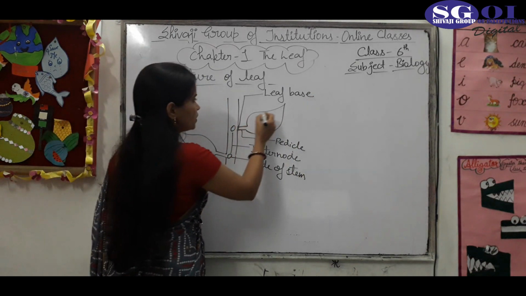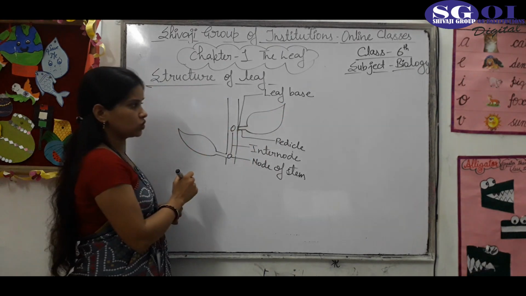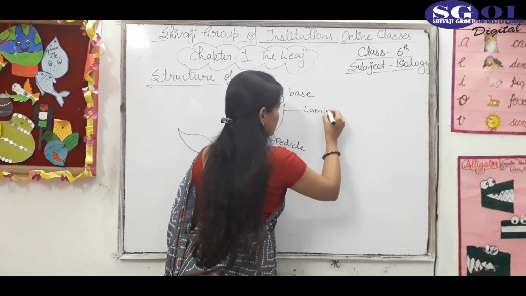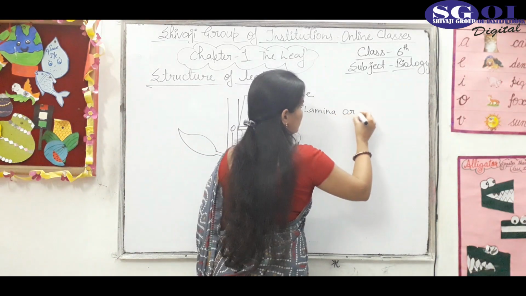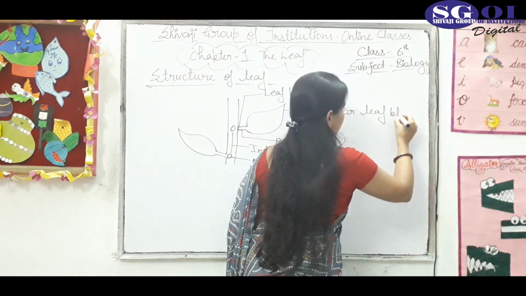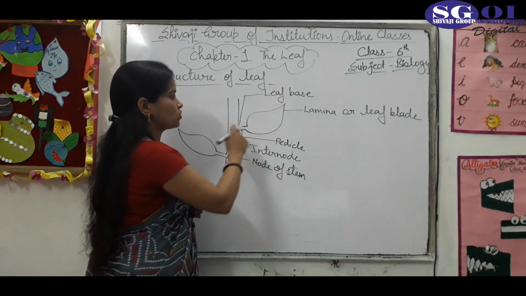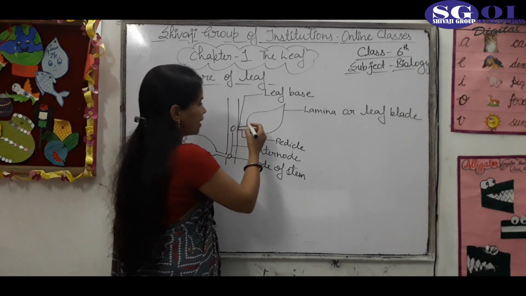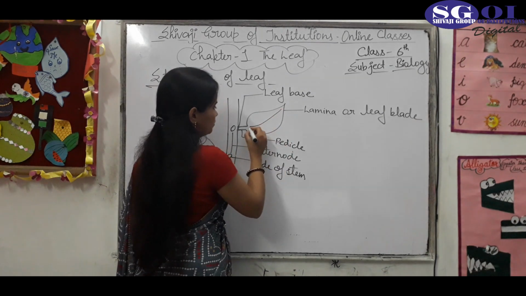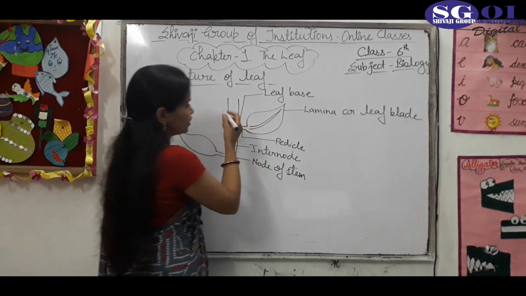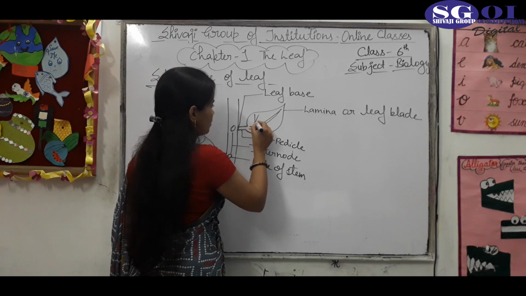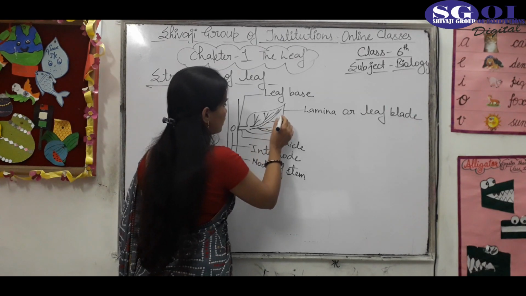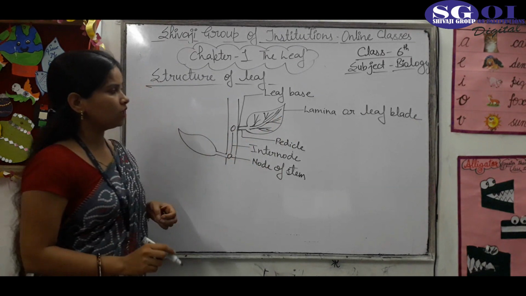And this flattened green structure is called lamina or leaf blade. There are many veins that arise on the lamina of the leaf, and these veins form a network-like structure.